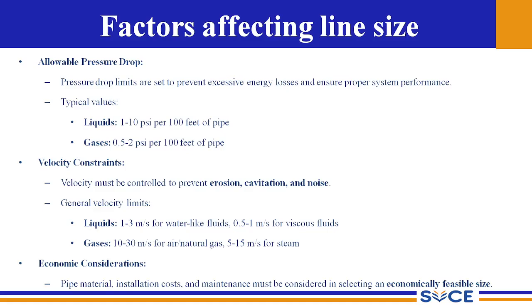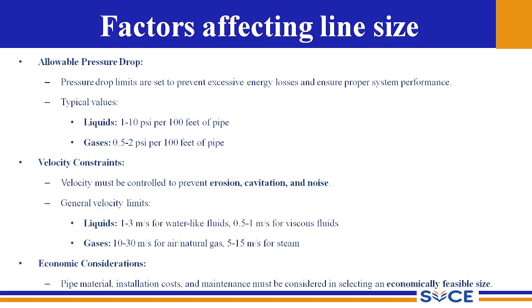The pressure drop will be very high. So if there is a very high pressure drop, there will be a lot of energy losses, which may result in inadequate flow velocities. So the pressure drop limits are to be set to prevent the excessive energy loss, and the typical values for liquids and gases are given for 100 feet of pipe.